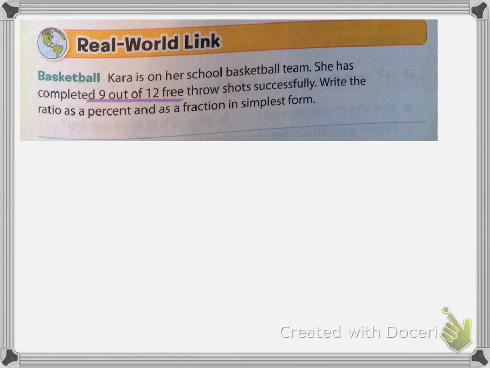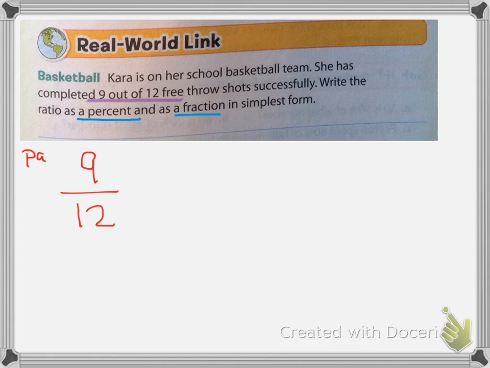But for the real world link, it says Kara is on her school basketball team. She has completed 9 out of 12 free throw shots successfully. Write this ratio as a percent and as a fraction in simplest form. All right, so percent as a fraction. They want it as a percent and a fraction.